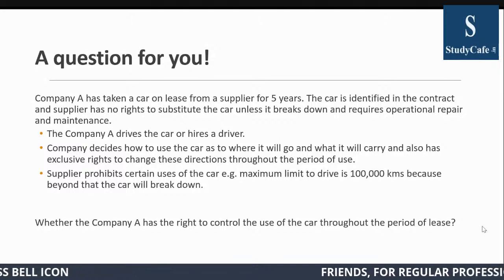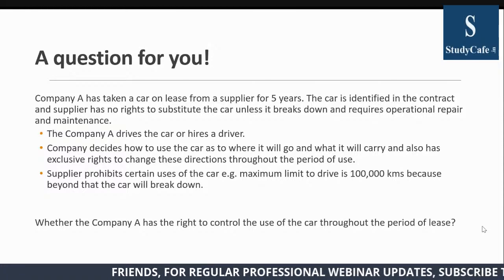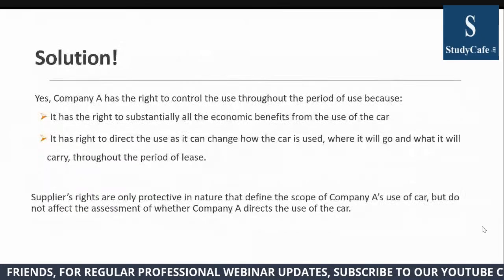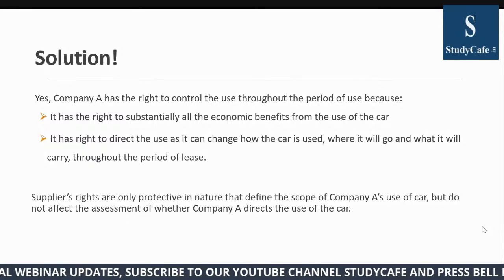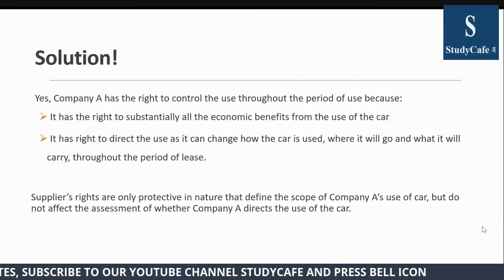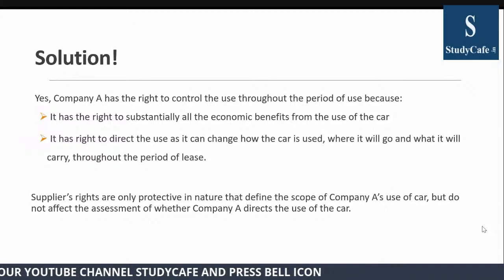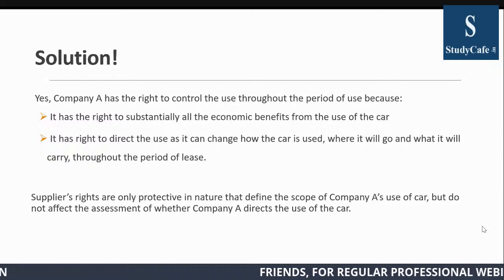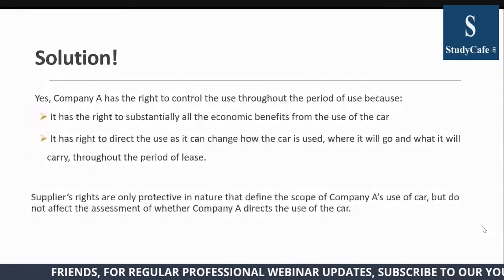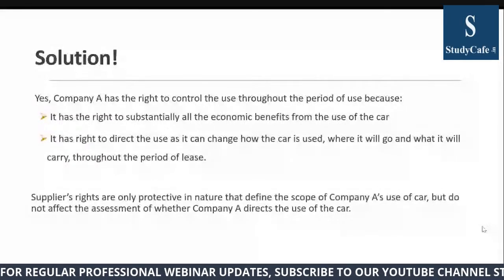Yes, absolutely right. Company A has the right to control. Why? Because Company A has a right to substantially all the economic benefits from the use of the car, because it can control the use. It can decide whether the company themselves want to drive the car, or they want to hire a driver to gain the benefits. They have access to all the economic benefits.